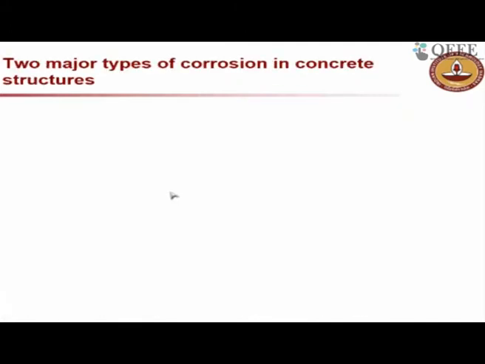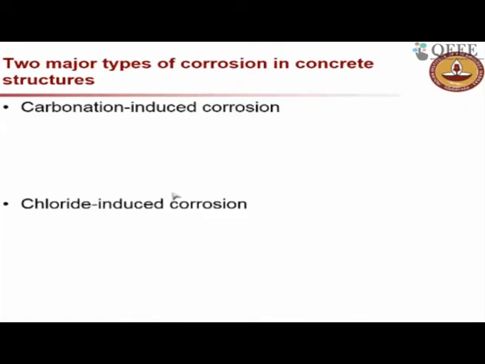Now, there are 2 major types of corrosion in concrete structures: one is carbonation induced corrosion, and the other is chloride induced corrosion. If you are in a coastal region, chloride induced corrosion is the mechanism we really have to worry about.